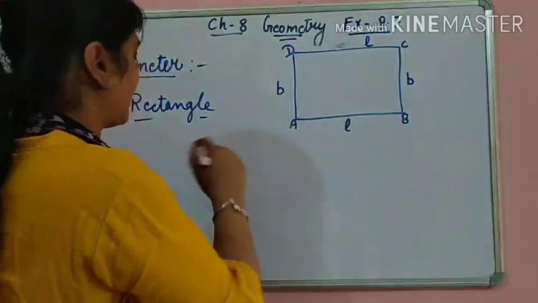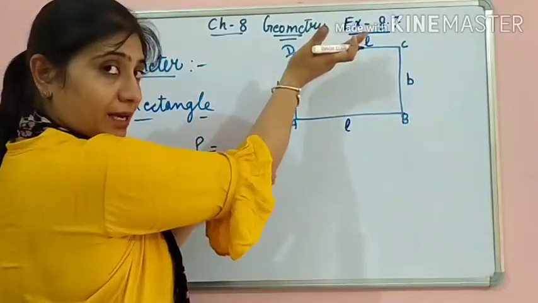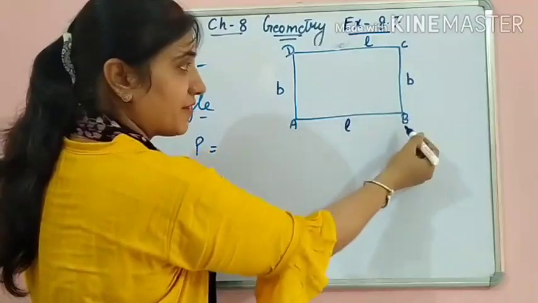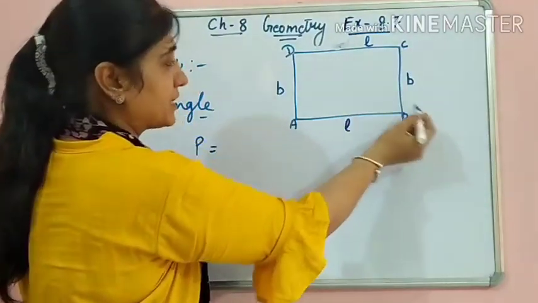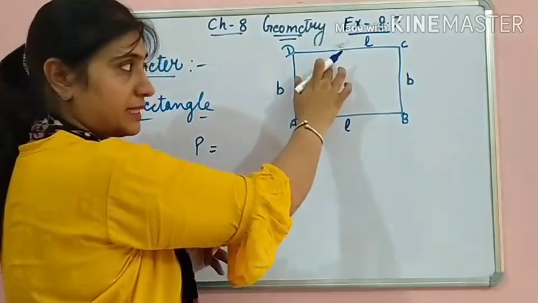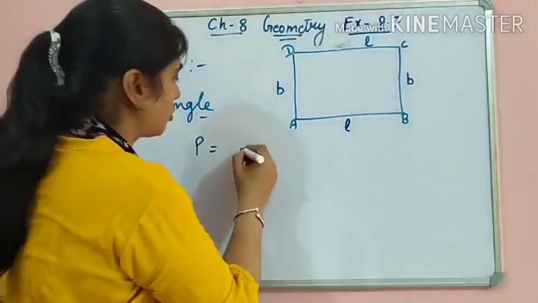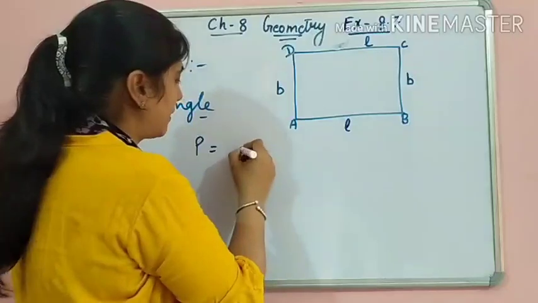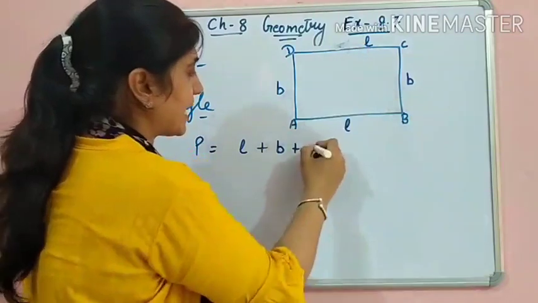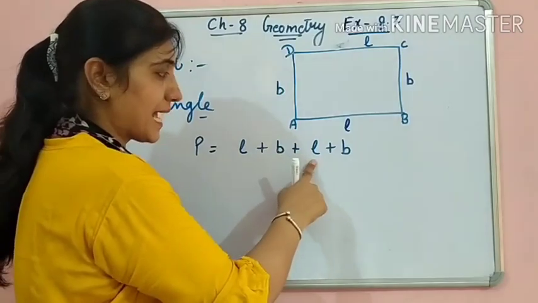See, perimeter. As you know, in the rectangle opposite sides are equal. See, this is the length and this length is equal to this one. And this is the width, or you can say the breadth, and this breadth is equal to this one. Opposite sides are equal. AB equals DC and BC equals DA, and we have to add them. So suppose this is L, L means length, then B, then again L, then B. See, L plus B plus L plus B.